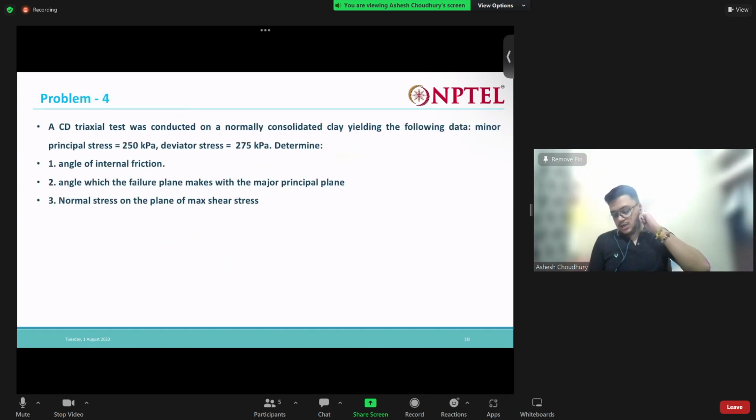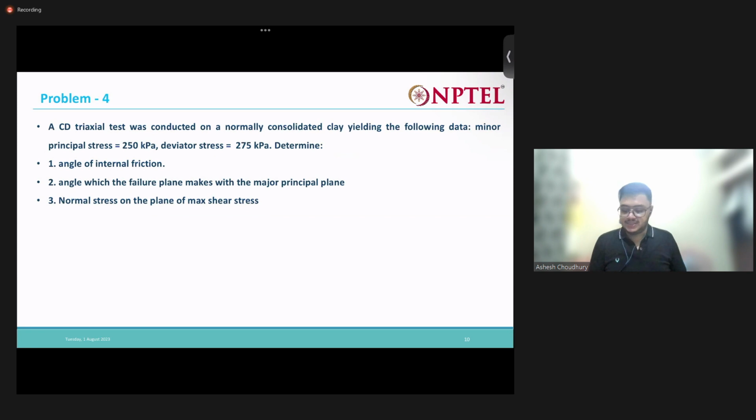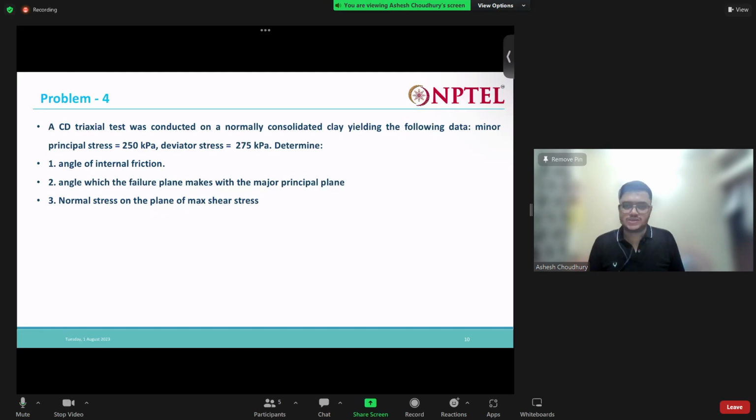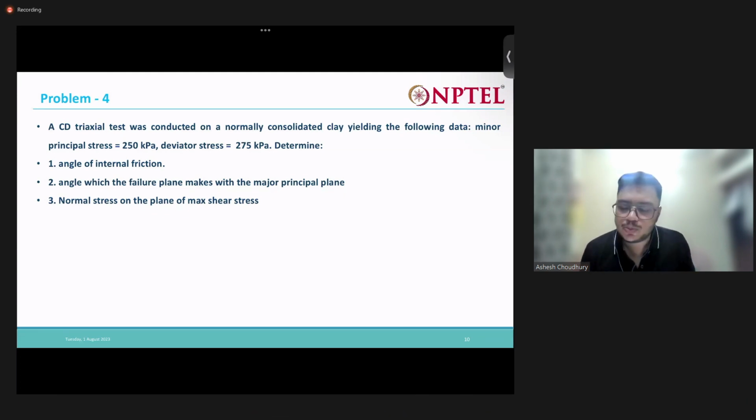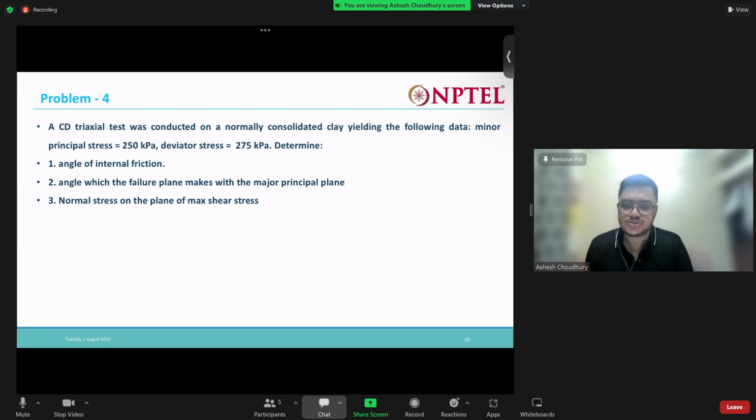Okay. So next, a CD triaxial test was conducted on a normally consolidated clay, yielding the following data. The minor principal stress is given as 250 kPa. Deviator stress is given as 275 kPa. So we need to determine the angle of internal friction, the angle at which the failure plane meets the major principal plane, and the normal stress on the plane of maximum shear stress.